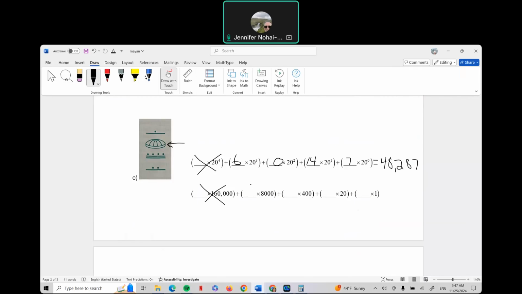Now you can also fill in these numbers down here. I didn't use that one on my calculator, so whichever line is easier for you to use on your calculator is completely fine. You will get the same answer either way.